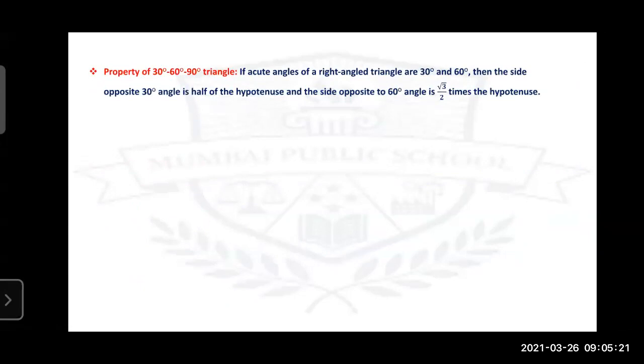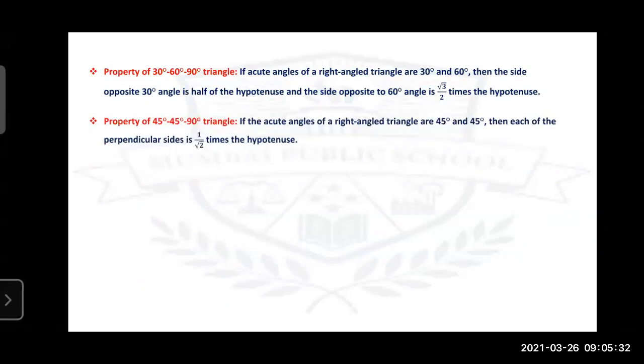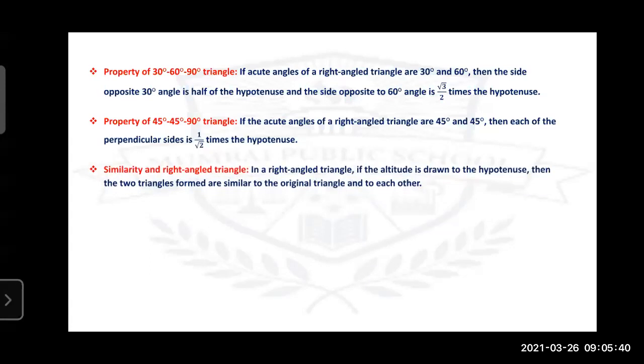In this, the side opposite to 30 degrees is always half of the hypotenuse, and the side opposite to 60 degrees is equal to root 3 by 2 times the hypotenuse. And in case of a 45, 45, 90 triangle, the side opposite to 45 degrees is equal to 1 by root 2 times the hypotenuse. Then next is similarity and right angle triangle.